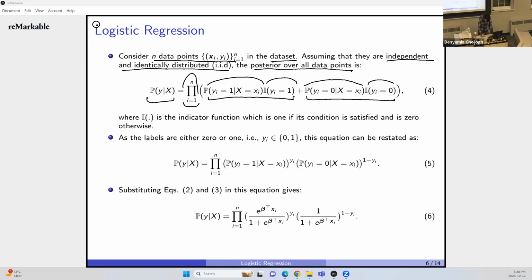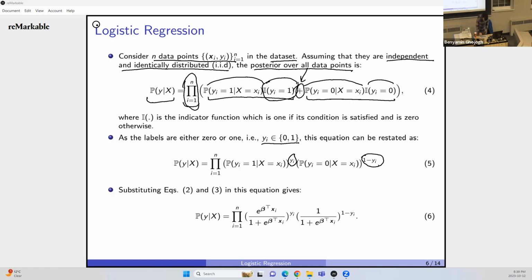Now I have multiplication, and inside the multiplication I have a plus. This is a pain in the neck. How can we get rid of this plus? We can use a nice technique in machine learning. Let me not use the indicator function, but put yi, the label, as a power: yi and 1 minus yi as powers, where yi is either 0 or 1.